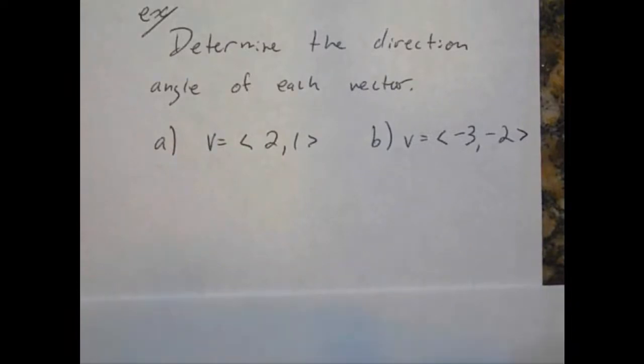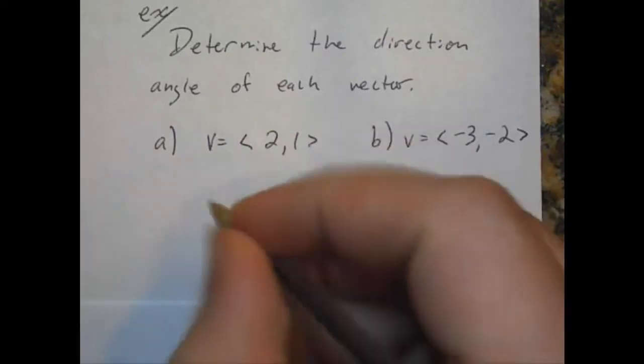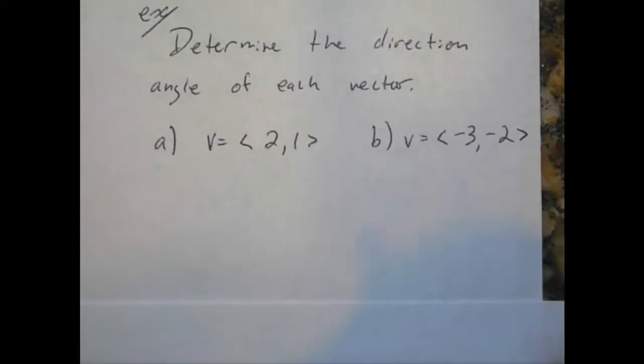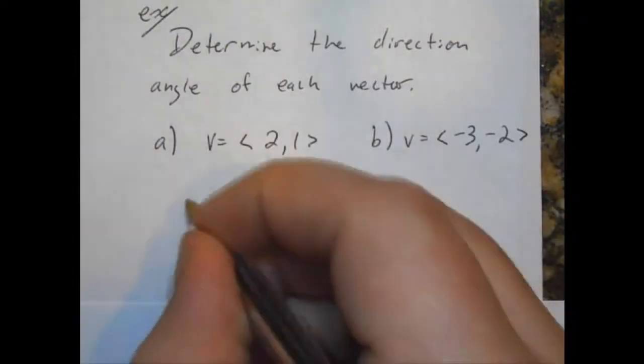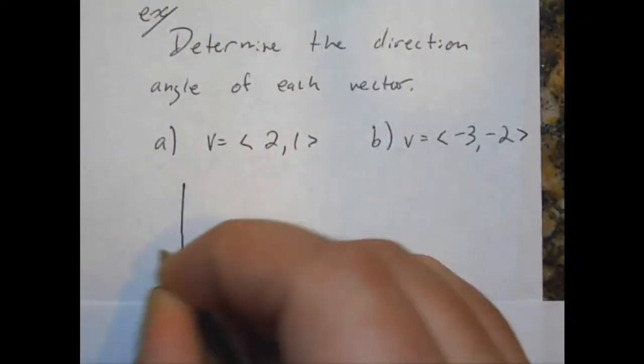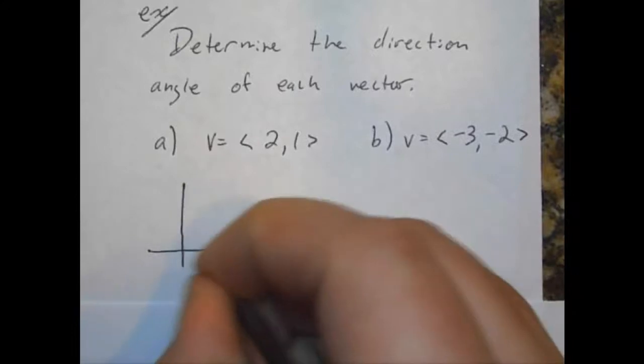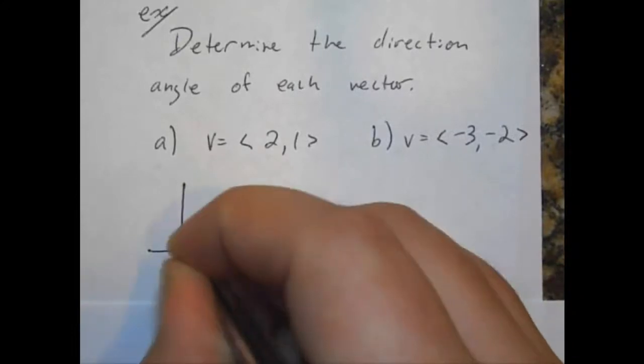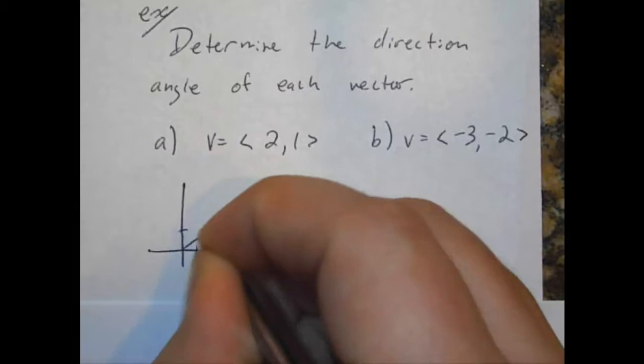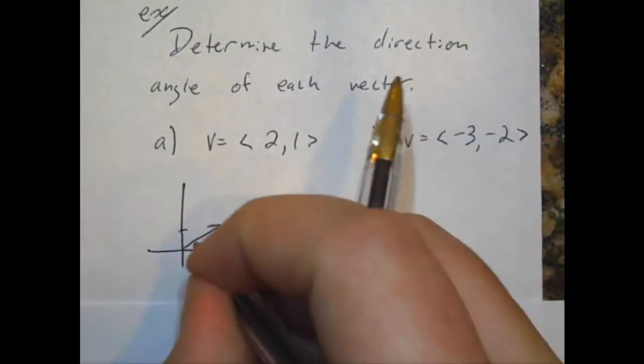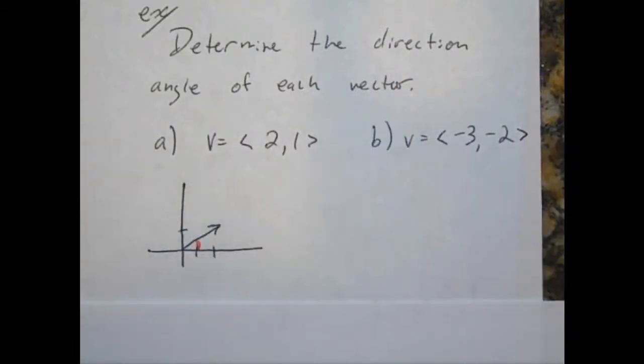All right, so now we have: determine the direction angle of each vector. This is the direction angle as it relates to your unit circle. So the vector 2, 1, over 2 up 1, will be right here, and the direction angle is the angle from 0 counterclockwise around your unit circle.